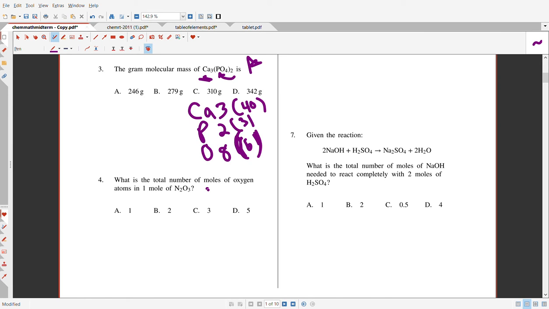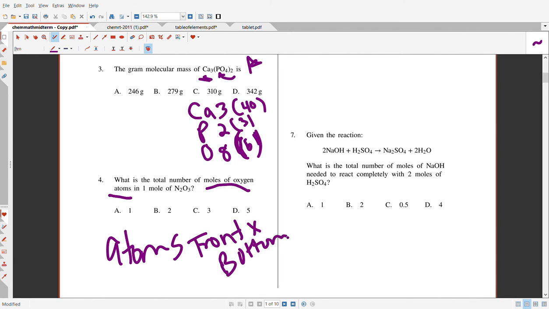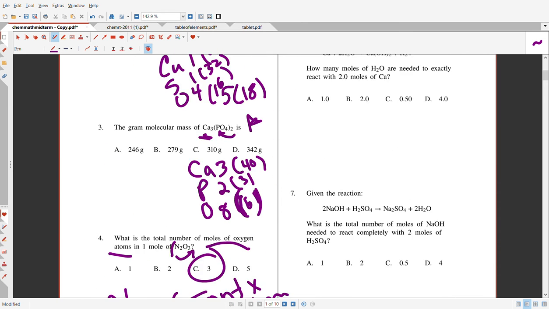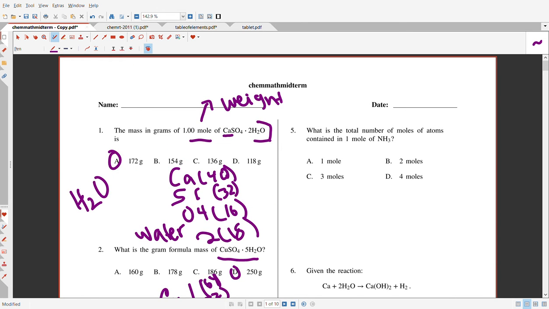Now here, they want to know moles of oxygen atoms. Atoms is just the front number times the bottom, or the coefficient times the subscript. So there's an imaginary 1 in front here, and 1 times 3 is 3 oxygen atoms. That's easy enough, right? And okay, good. Now the next one, how many moles of atoms in 1 mole of this? So atoms, again, is when you add up each individual element and the quantity. So there's 1 N and there's 3 H's. So when you add it up, good.